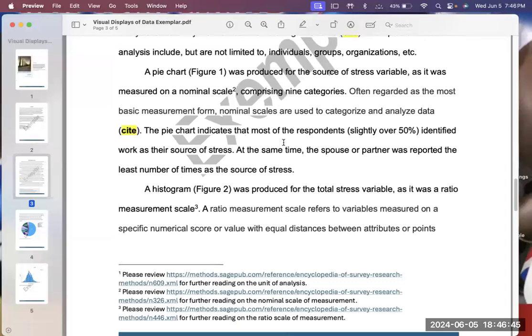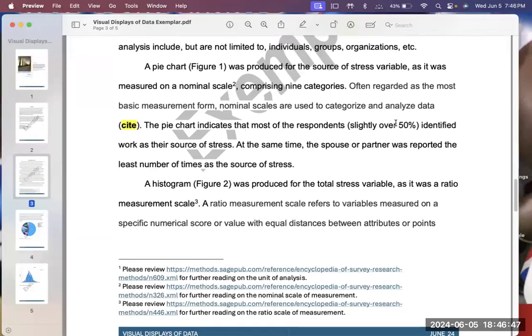And it's indicated that most of the respondents, slightly over 50%, identified work as their source of stress, okay? So you make up some narrative from what you see. Remember, your data is going to look different, but you kind of understand now how to talk about it.